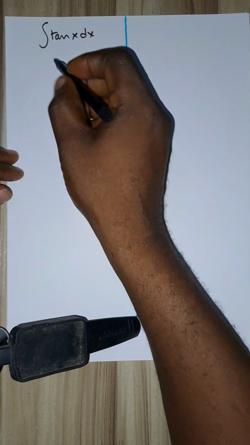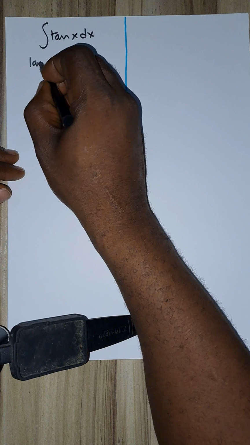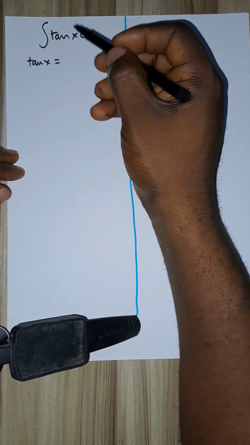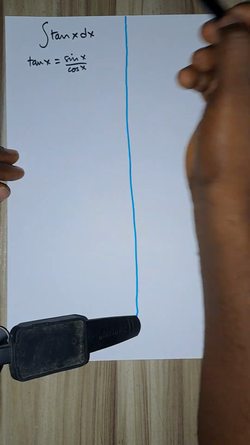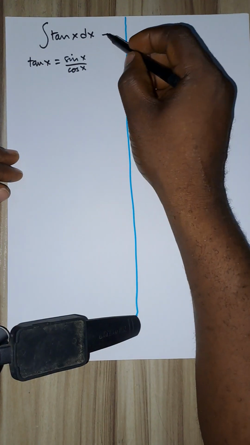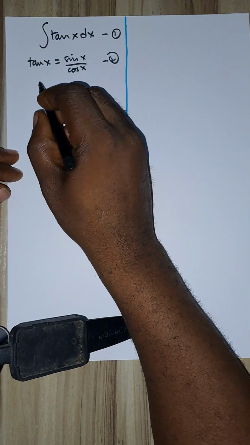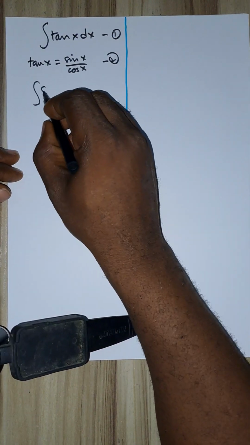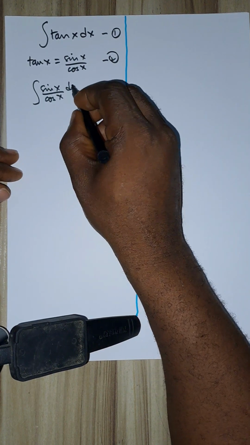You know that in trigonometry, tan of any angle is the sine of that angle divided by the cosine of that angle. So if you call this equation 1 and call this 2, if you use 2 in 1, this will be the integral of sine x over cosine x dx.